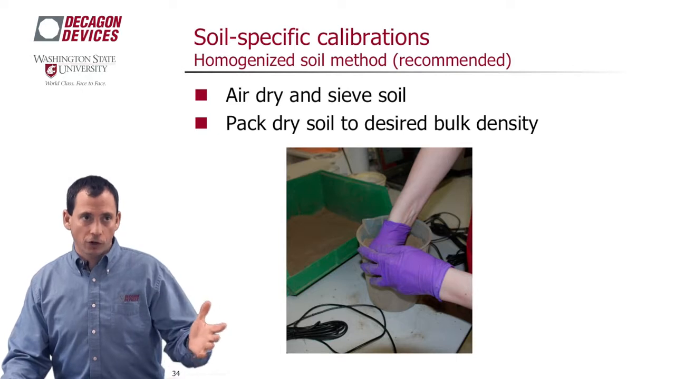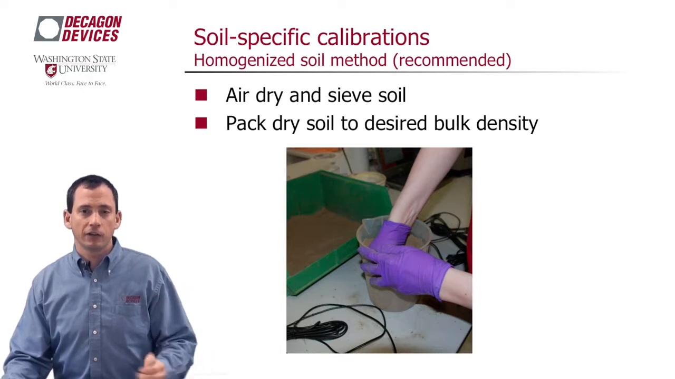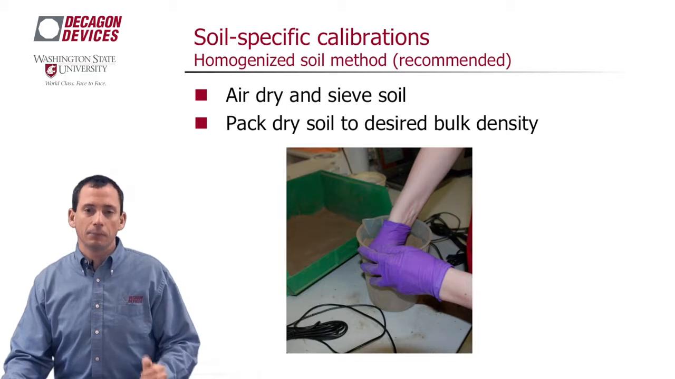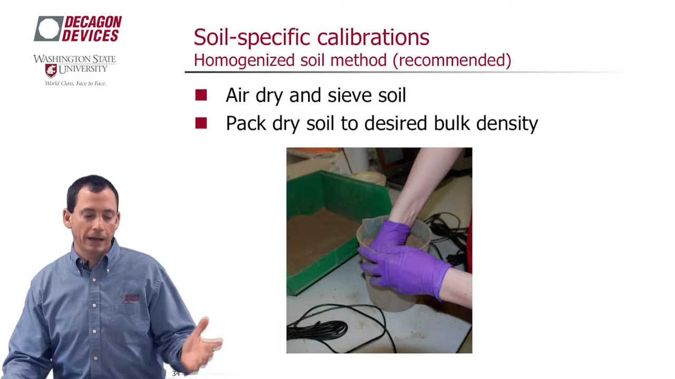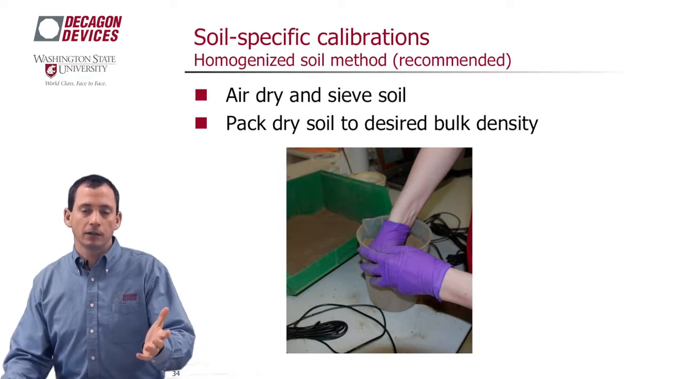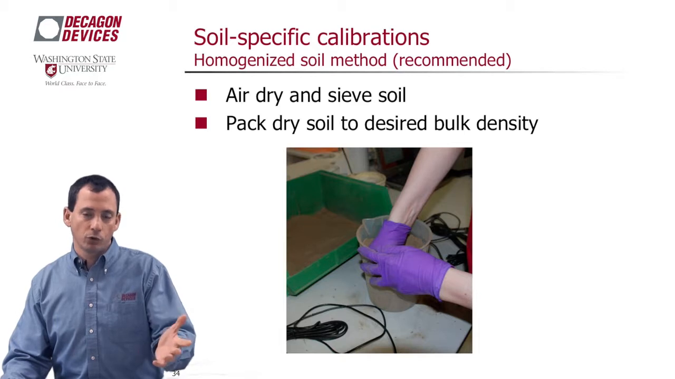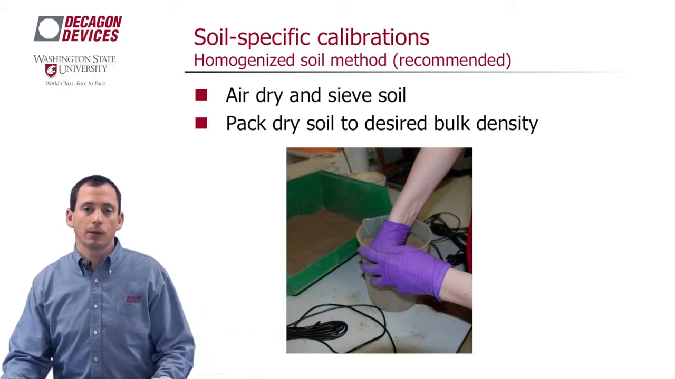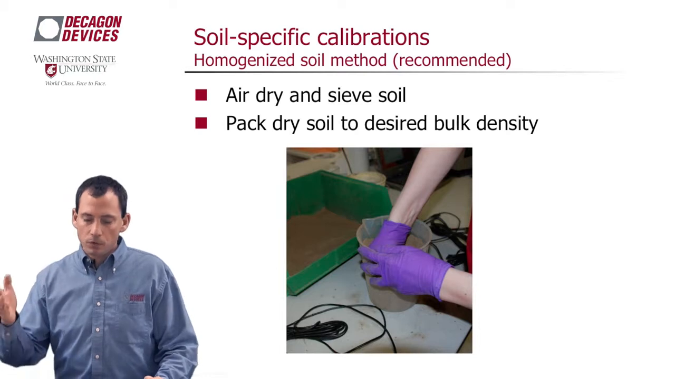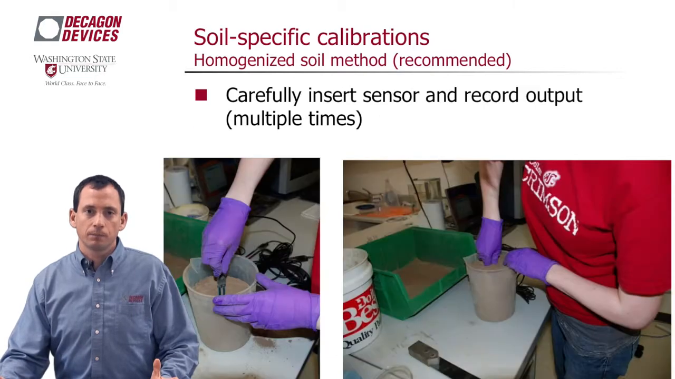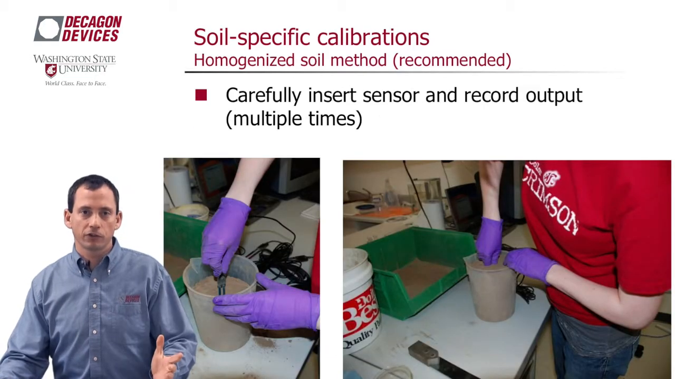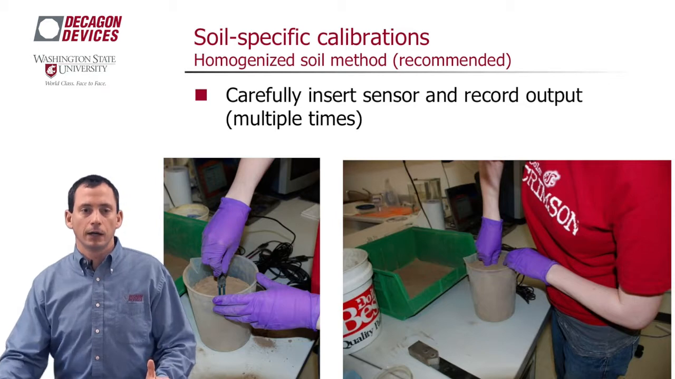What you would do is first start with an air dry soil, air dry it, sieve it out to whatever size fraction you want, and then pack that soil to a desired bulk density. Remember, we looked at the sensitivity analysis and saw that the bulk density of the soil does affect the water content accuracy, so you want to have some idea of what the bulk density of your soil is in the field, and you want to replicate that when you come into the lab and do this calibration. So, pack that dry soil to the desired bulk density, insert the sensor, and get several measurements of dielectric permittivity in that soil.